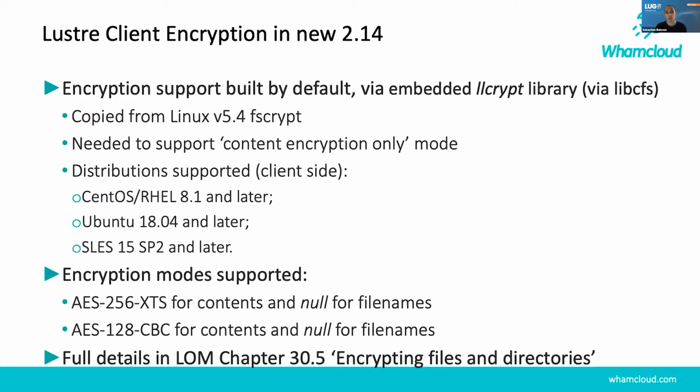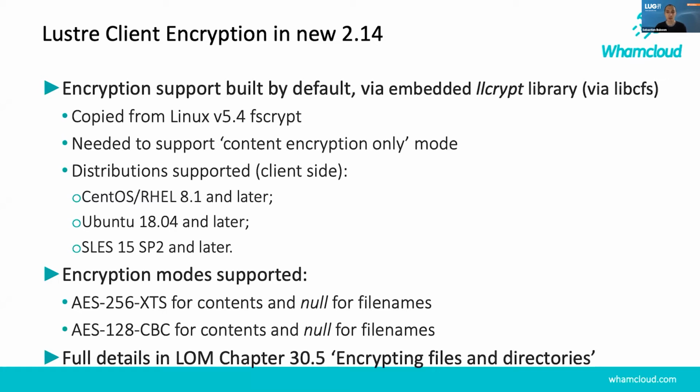The encryption modes that we support are directly imposed by FScrypt. So this is AES 256 for content and null for name encryption, because this is the 2.14 release, or AES 128 for content and null for file names. You can have a look at the Lustre Operations Manual, chapter 30.5. There's plenty of documentation there about access semantic, threat model, and key hierarchy as well.